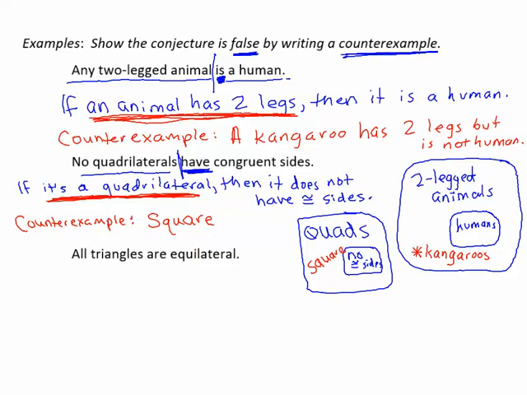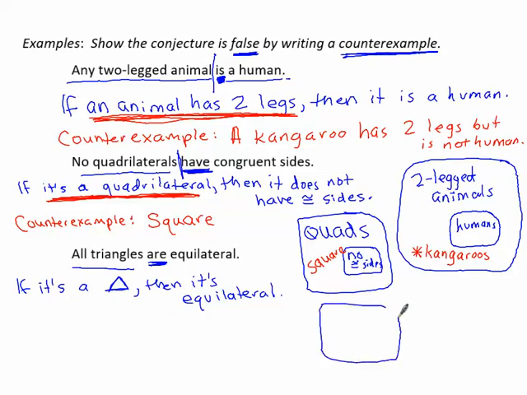Let's look at the last one. Perhaps you pause the video, try it on your own, and come back and see how you did. All triangles are equilateral. Here's the hypothesis. If it's a triangle, I'm going to use the symbol for triangle, then it's equilateral. Well, equilateral means all the sides are congruent. Can we think of a triangle that is not equilateral?